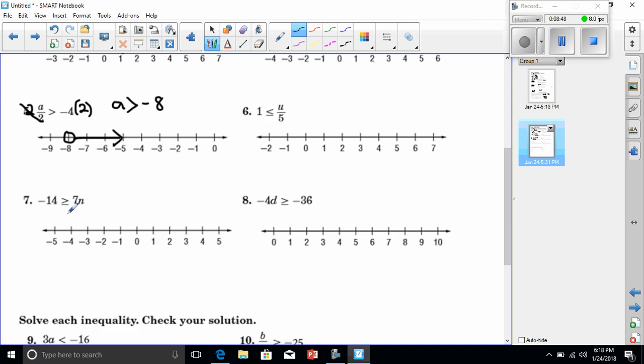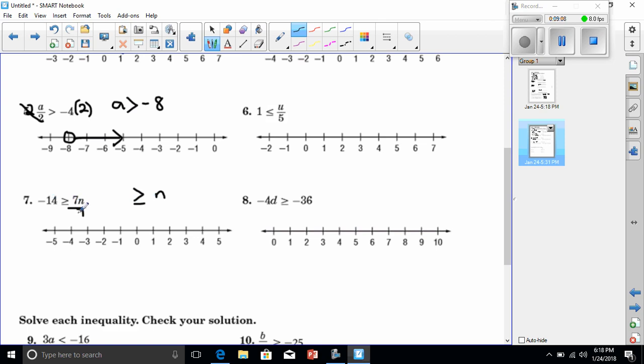Number 7 states that I have negative 14 is greater than or equal to 7n. So I'll have to divide 7n by 7 so I can get n by itself. Since I'm not dividing or multiplying by a negative number, my symbol stays the same.